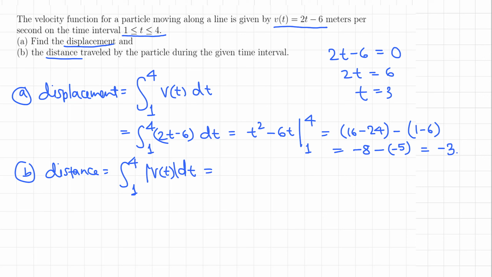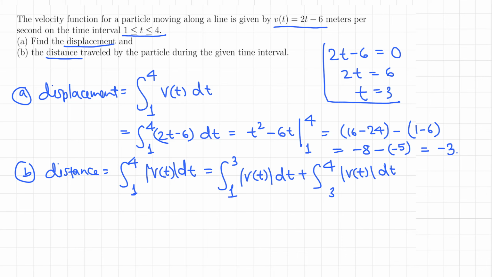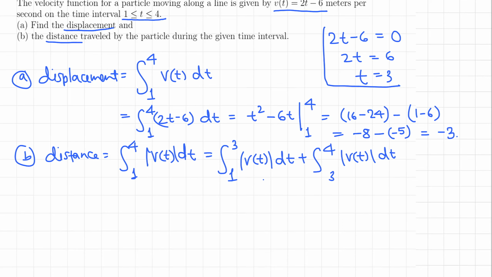And to get rid of this absolute value, otherwise we cannot work, we need to take it outside, and we need to take into account that this velocity function is 0 at 3. So we can divide into 2 parts, 1 through 3 and 3 through 4. So I divided 1 through 4 into 2 parts, 1 through 3 plus 3 through 4. Now we can put the absolute value outside.